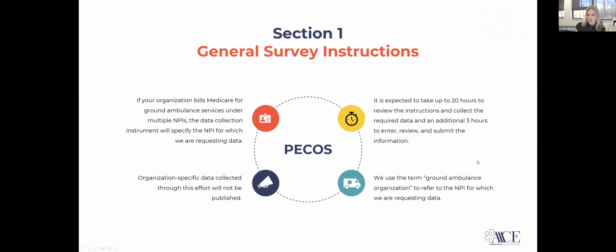Okay, so section 1 of the 13 sections is the best section by far. So this is just basic instructions of the instrument itself. It's going to give you a quick overview of why you've been asked to submit this information, inform you that it could take up to 20 hours to review the instructions, collect the data, and then an additional 3 hours to enter and submit it. And then just as a reminder, it's letting you know that they only want you to provide data specific to the MPI which was chosen for that collection period, and that this is only specific to ground ambulance organizations and provider types.